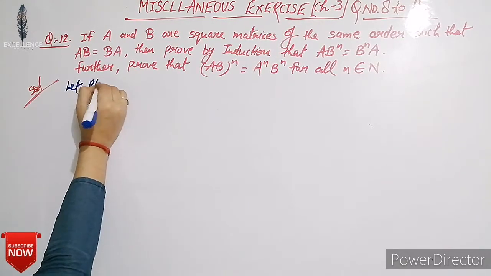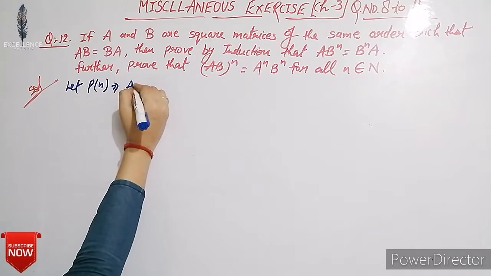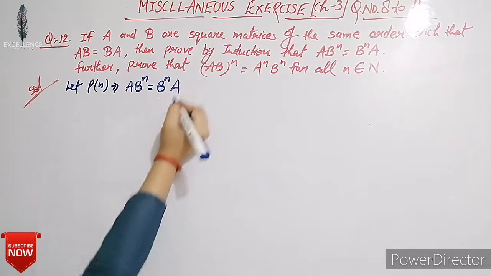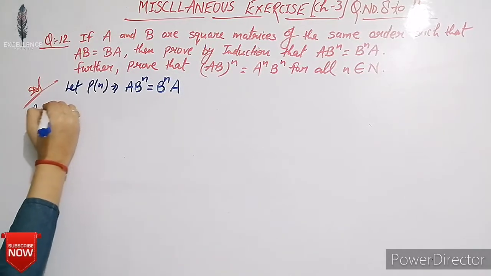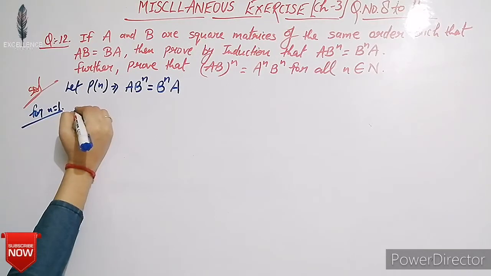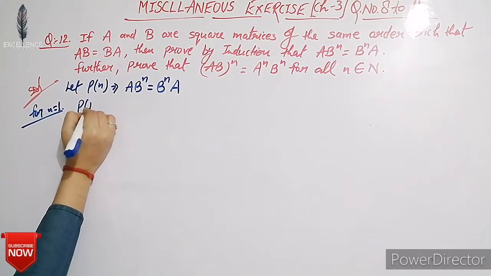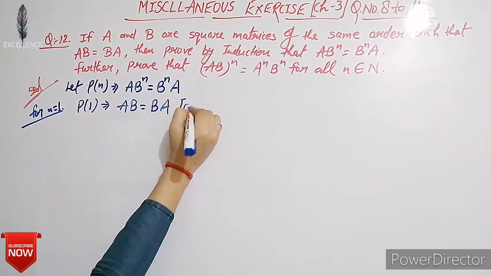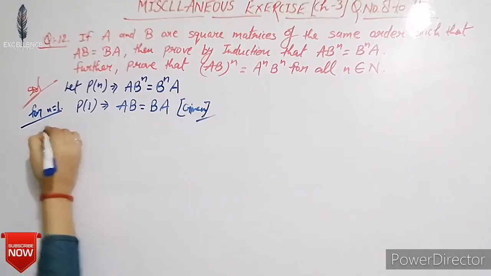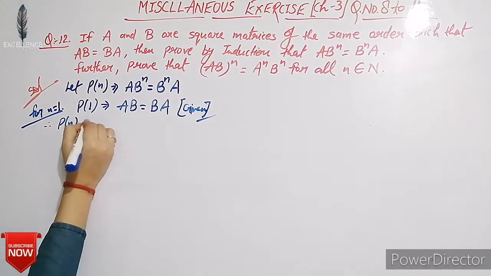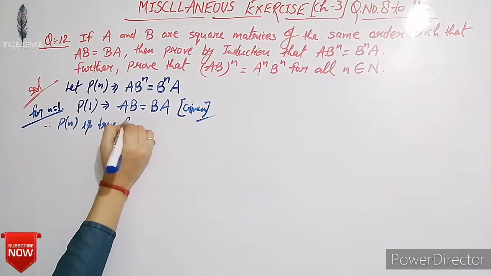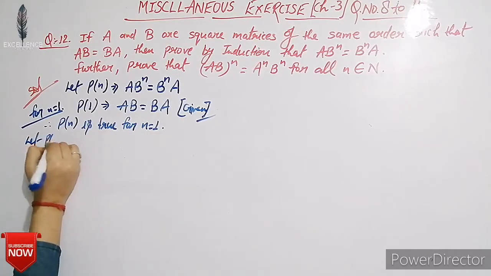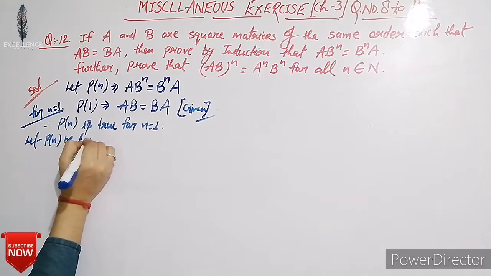Simply, let P of n be AB raised to n equals B raised to n times A. By the principle of mathematical induction, first we have to prove this for n equals 1. So P of 1 is AB, which equals BA. It is given that AB equals BA. So P of n is true for n equals 1. Now, let P of n be true for n equals k.